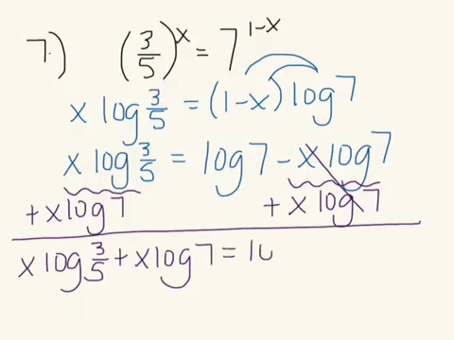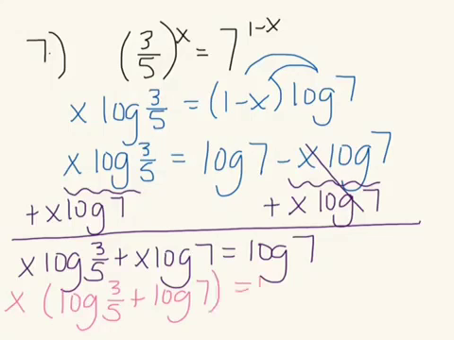So bringing that x log of 7 over gives us our x's on one side and our constants on the other. The last thing we need to do is separate out those x's, and we do that by factoring. So I'm going to factor out an x. So my x is factored out.